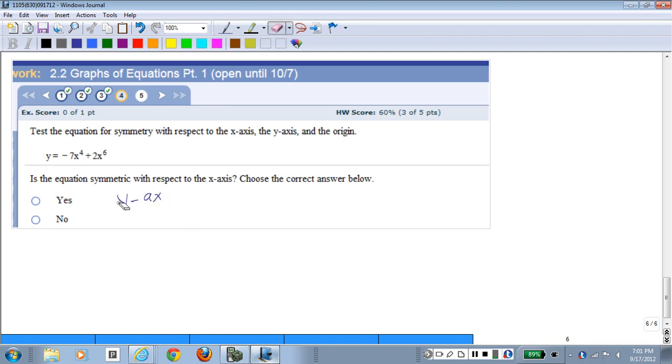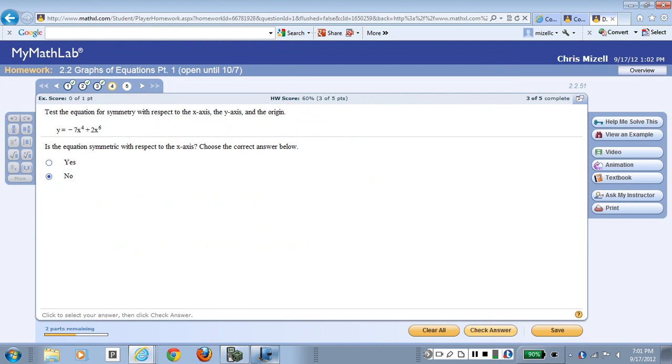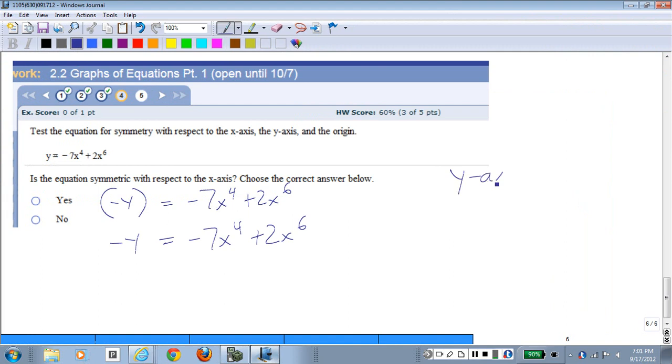Let's just note that it doesn't have x-axis symmetry, because when we substitute negative y for y, we get negative y equals negative 7x to the 4th plus 2x to the 6th. This, like the one we looked at previously, is not identical to the original. If we multiply both sides by negative 1, that's not going to be identical to the original either. So let's just say no to x-axis symmetry. Y-axis symmetry, I think there's considerably more hope for.